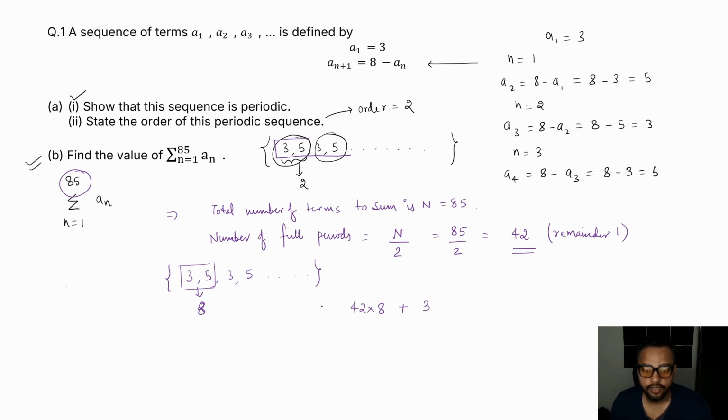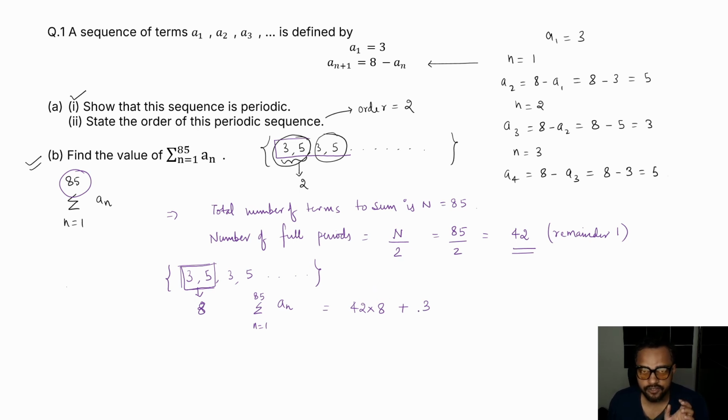How I directly wrote it, I'll tell you. Sigma n equals 1 to 85 of an. This is the sum of the first 2 elements, which are getting repeated after every 2 terms. So the sum will be 8. Now we have calculated the number of full periods as 42, means 42 times this sum will occur. So that is why I have written 42 cross 8.